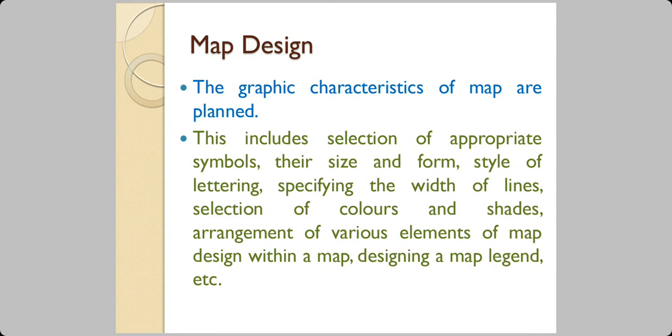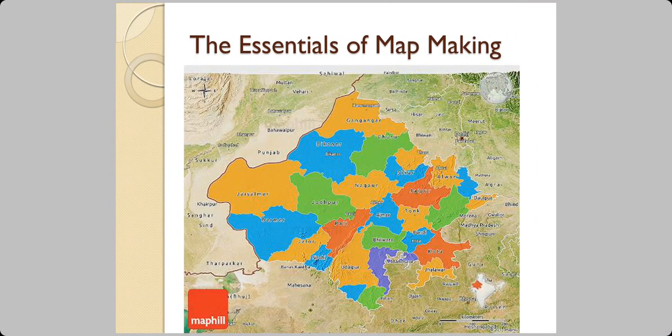The graphic characteristics of a map are planned, and this includes selection of appropriate symbols. Sometimes when you're showing an airport, you see a symbol of a small aeroplane on the map. Their size and form, styles of lettering, what kind of lettering will you use, what is the width between lines, what is the selection of colors and shades, and arranging of various elements of map design, with a map within a map, and designing a map legend, etc.